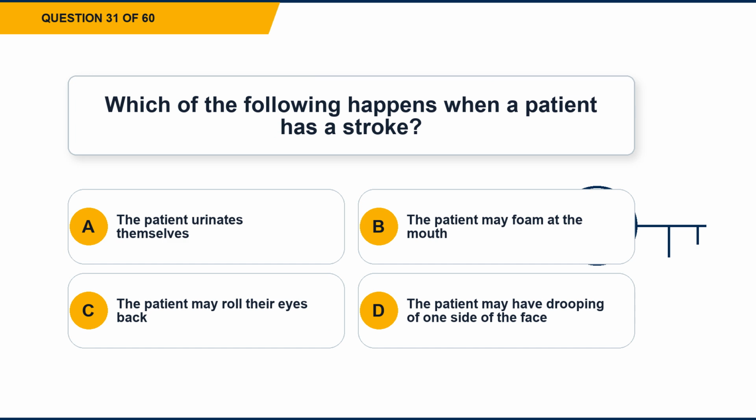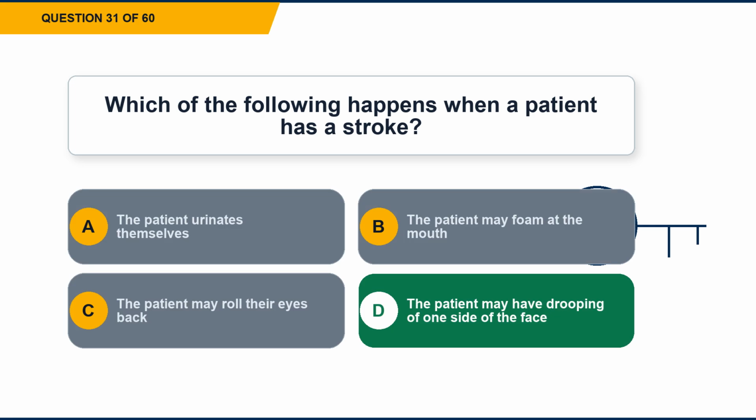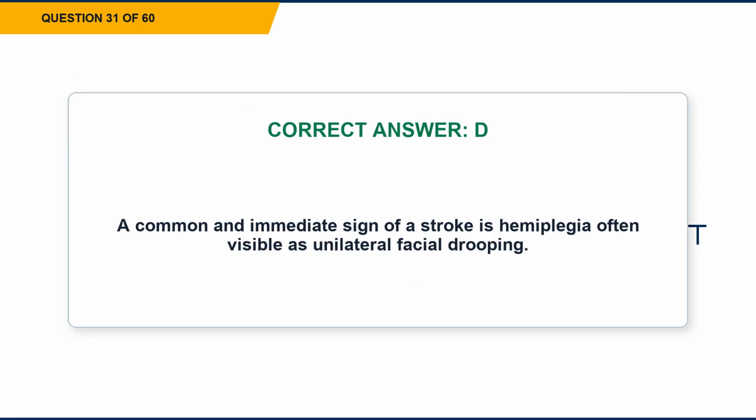Question 31. Which of the following happens when a patient has a stroke? Option A, the patient urinates themselves. Option B, the patient may foam at the mouth. Option C, the patient may roll their eyes back. Option D, the patient may have drooping of one side of the face. The correct answer is option D, the patient may have drooping of one side of the face. Explanation. A common and immediate sign of a stroke is hemiplegia, often visible as unilateral facial drooping.